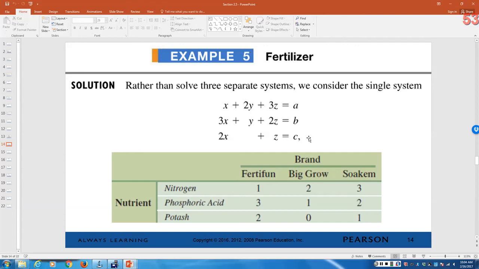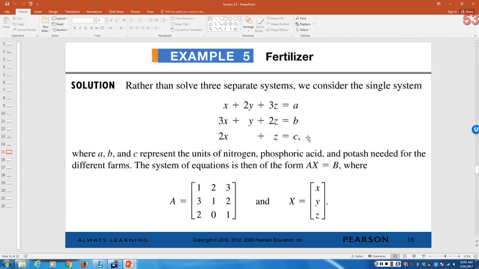So rather than have to enter a new augmented matrix for each state, this is where the matrix comes in. Yes? Sorry, are the A, B, and C then the nitrogen, the phosphorus, and the potash? Yes, it represents the nutrients.